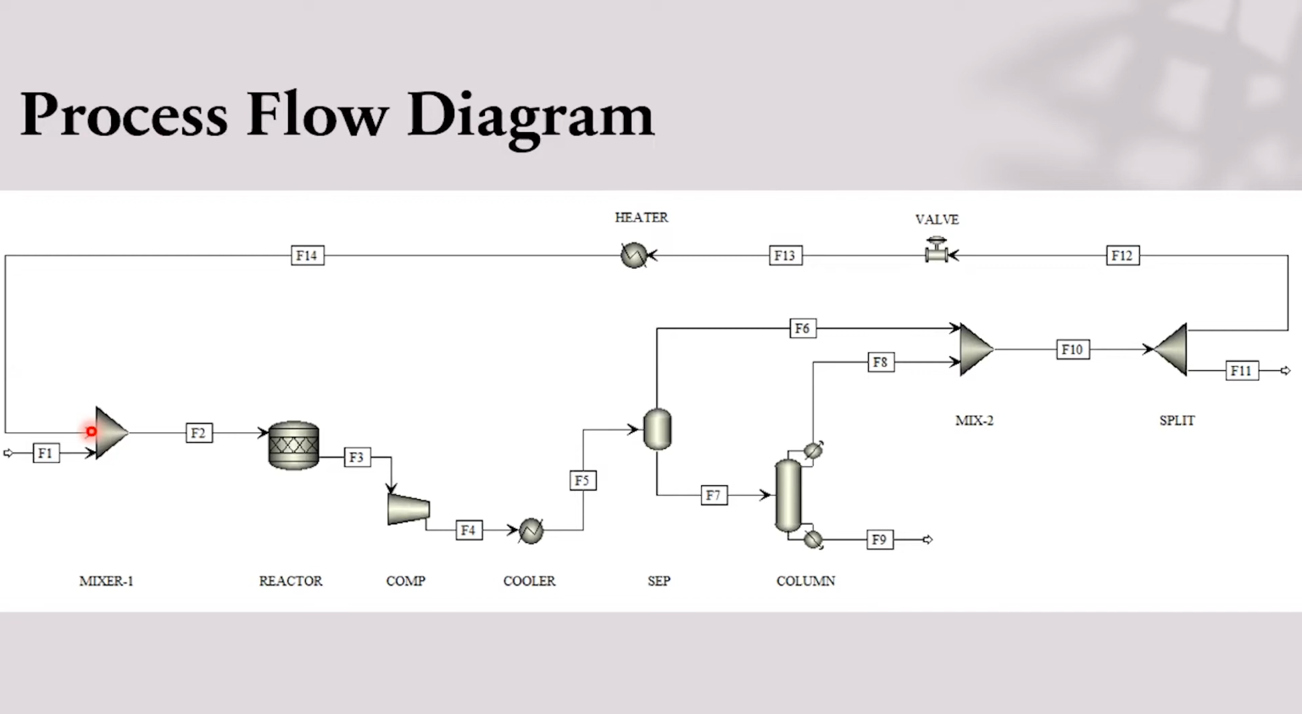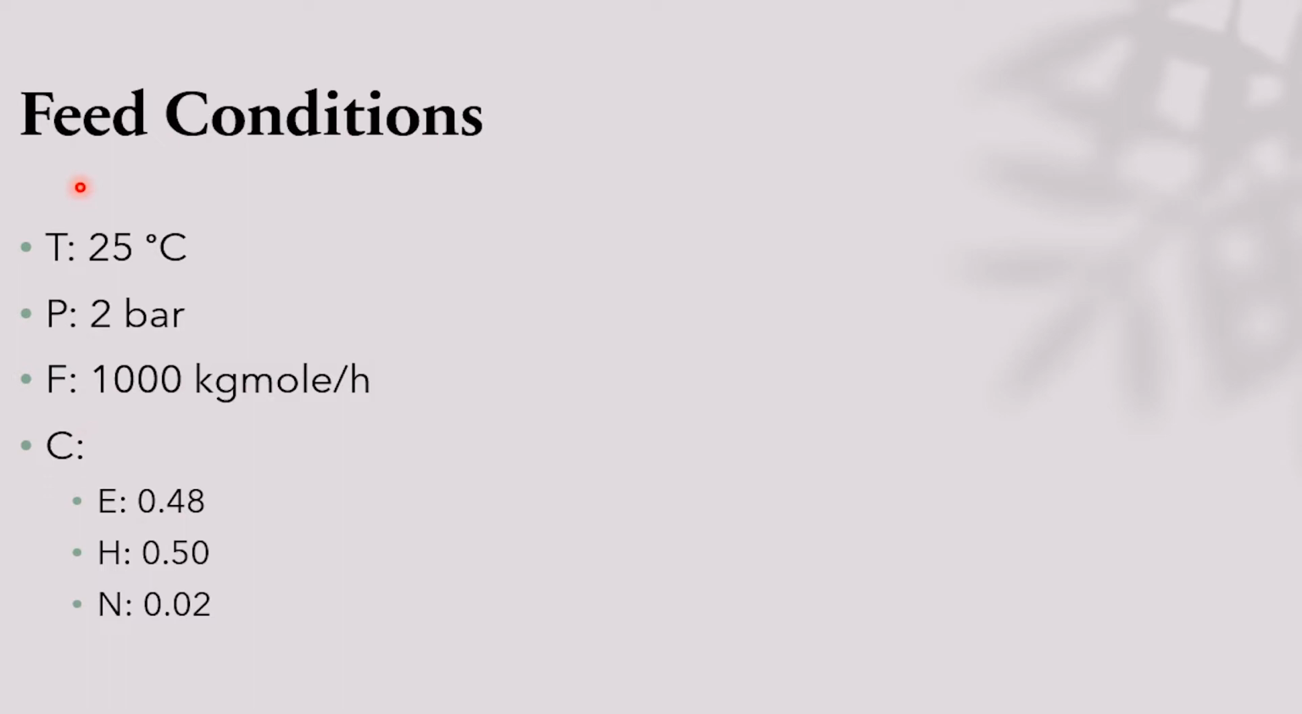This is our main reaction in the system: 1 mole of ethylene reacts with 1 mole of HCl to produce ethyl chloride, C2H5Cl is its chemical formula. The feed condition is a temperature of 25 degrees centigrade, pressure of 2 bar, and flow rate of 1000 kg mole per hour. The composition of ethylene is 0.48, hydrogen chloride is 0.5, and nitrogen is 0.02 in the feed. These are labeled as E, H, and N.